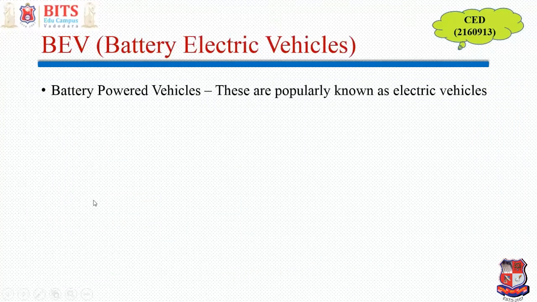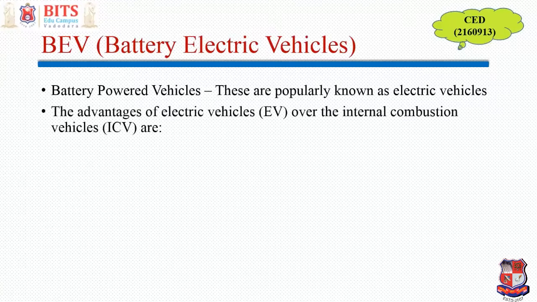So what are battery vehicles, or EVs as they are popularly known? Battery powered vehicles are those popularly known as electric vehicles. The advantages of electric vehicles over IC engine vehicles are that they have less pollution. The electric vehicle itself is a very big topic, but we'll basically have an overview of the subject. It's a much quieter operation compared to diesel or petrol cars.